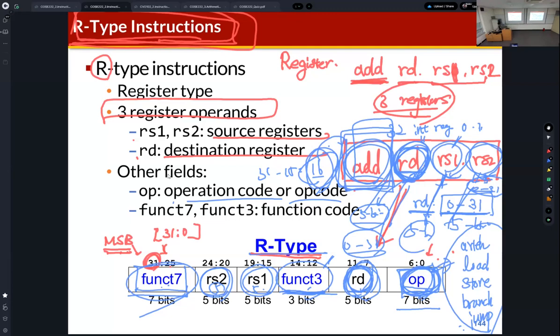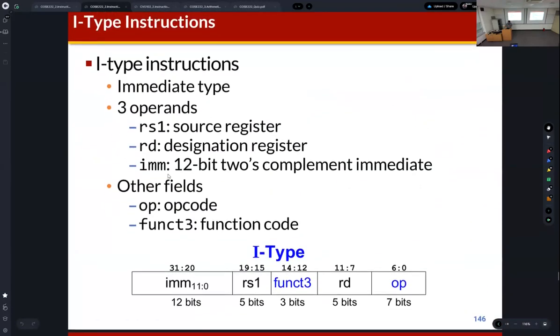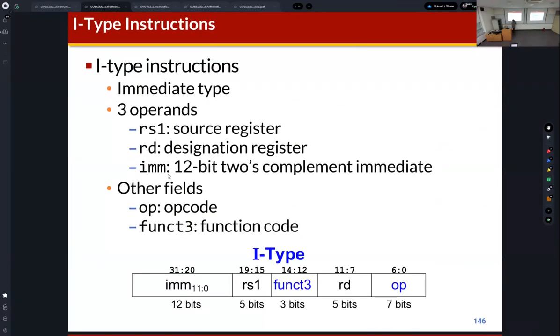Two source registers and 1 destination register. Okay, so this time we will learn how to make I-type machine code. In this slide, I-type. I represents the immediate type.